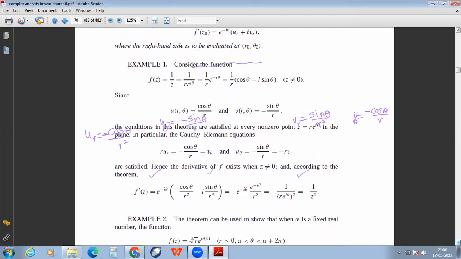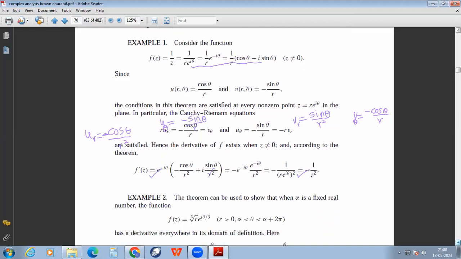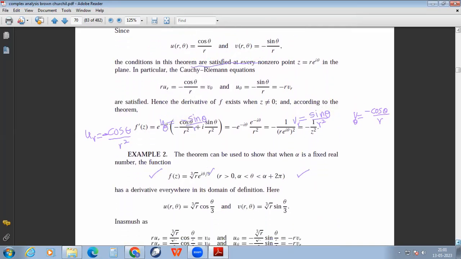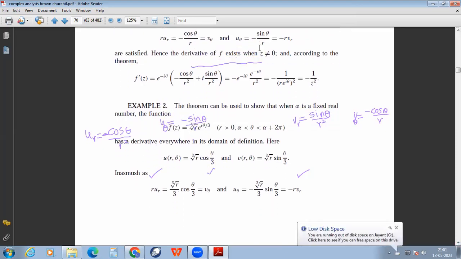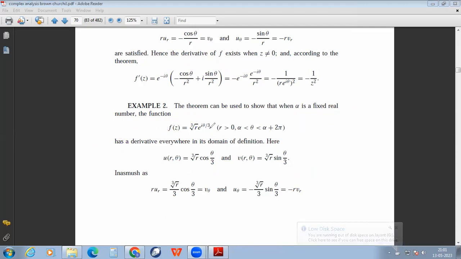Now, if I go to the next example, it was the cube root of r e raised to i theta by 3, and I think I have given this as homework to you. The question says to show that when alpha is a fixed real number, the function has a derivative everywhere in its domain of definition. So again we have to show that it satisfies all the three conditions.